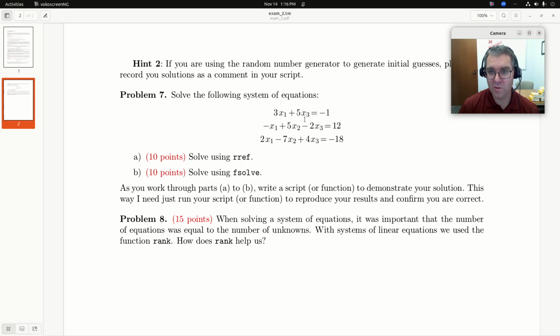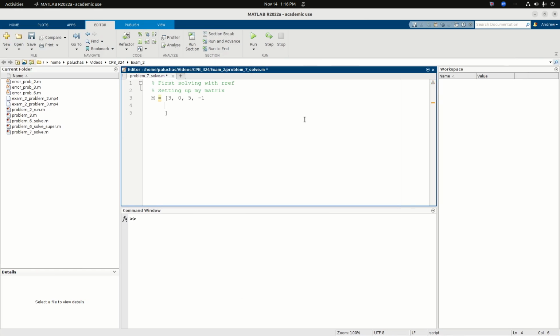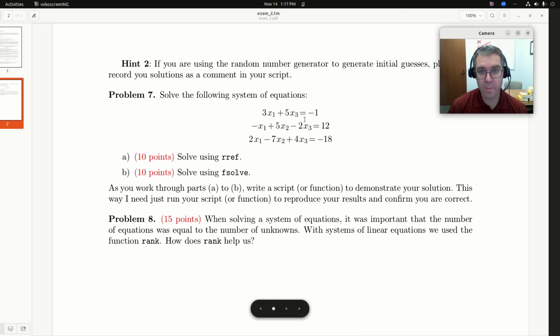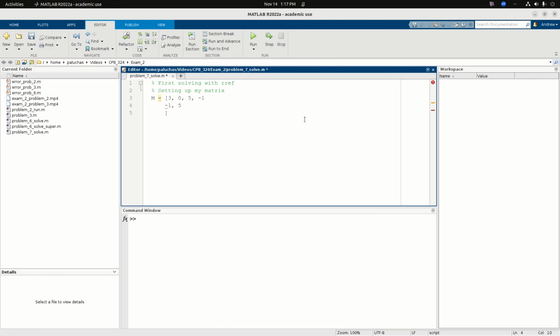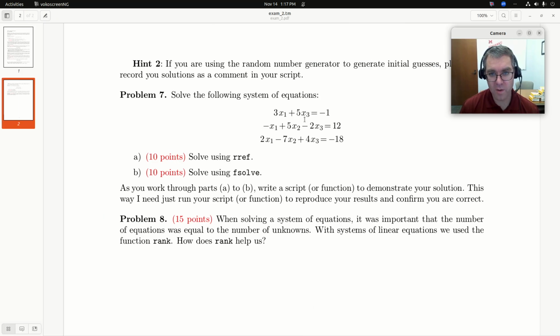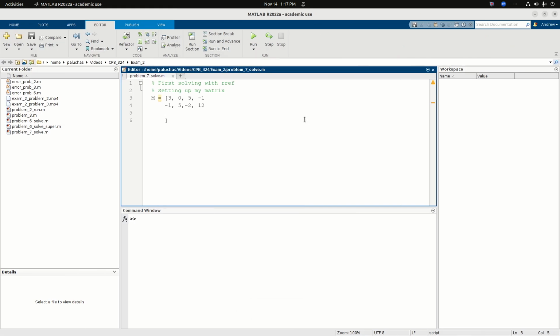Okay, and I like doing this too because I can even it up. So the second row is -1, 5, -2, 12. And my third is 2, -7, 4, -18. Okay, put my bracket up here to close it up.